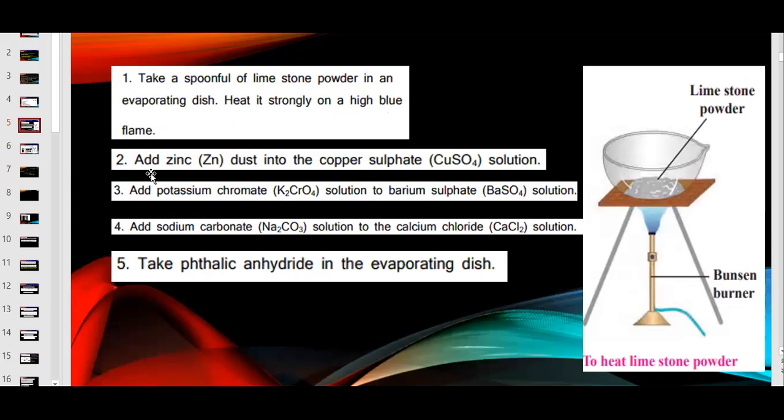Okay. Let's talk about our next activity. The next activity is that we have to add zinc dust into copper sulfate solution. So we take a copper sulfate solution, add zinc dust to it, and see what reaction takes place. Here also we have to do the experiment and find out what is going to happen, but for now we will just try to write the reaction. This is activity 2.